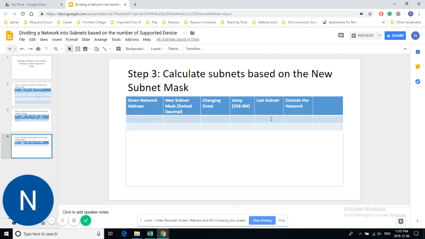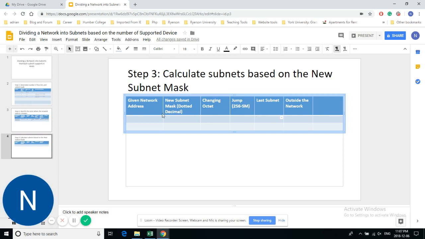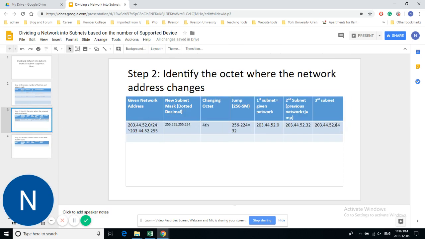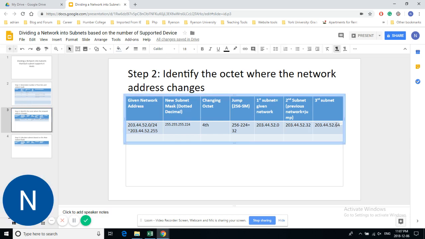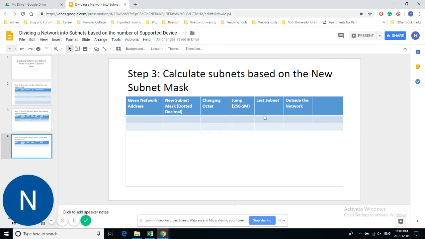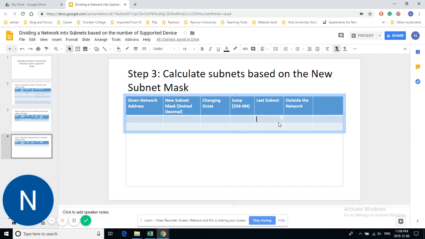I will find the last subnet easily. One way to find the last subnet is to keep jumping 32 more for the fourth subnet, 32 more for the fifth subnet, and when you go out of this network, when you reach an IP address which is out of this network, which is greater than this network address, then you stop. That's not your subnet. The subnet before that is your subnet. So in fact, if you keep jumping, you will come up with one address more than the last IP address, which is, I will say, outside the network address.